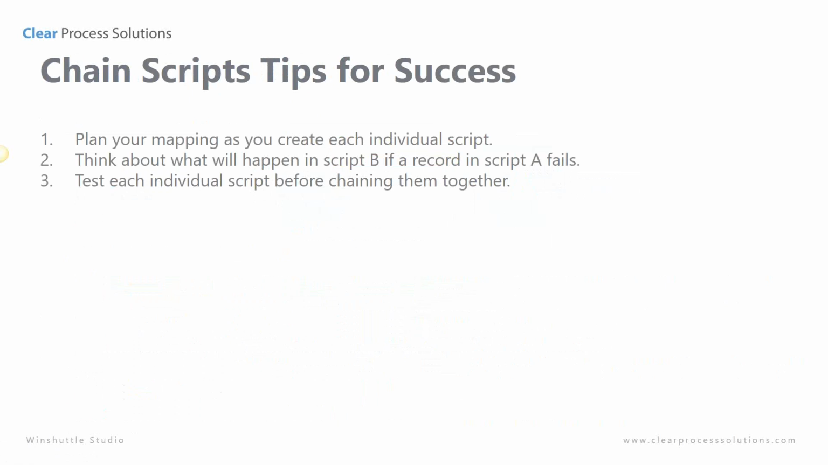Okay. And then also, this is very critical. Test each individual script before combining them together in a chain script, because it's a lot easier to test them individually and know that they're working versus trying to test them once they're all chained together, or having to pull them apart to test them. Now, WINSHUTTLE version 11 makes the testing process easier, but it's just good to know that you're going in with a good script, and that's one less thing you have to troubleshoot.